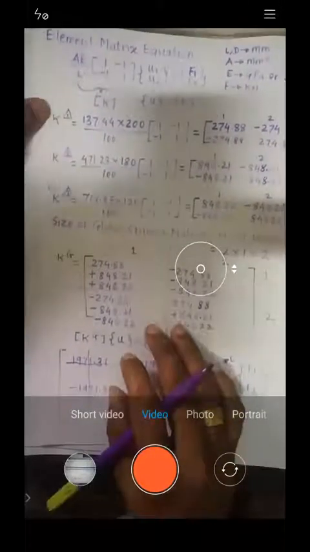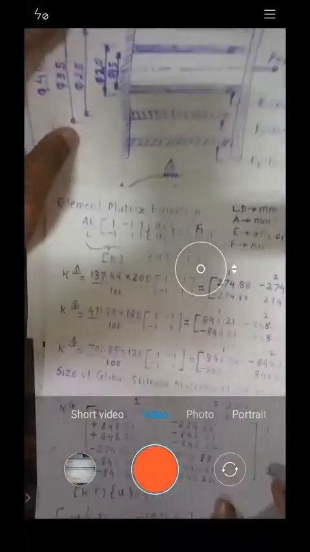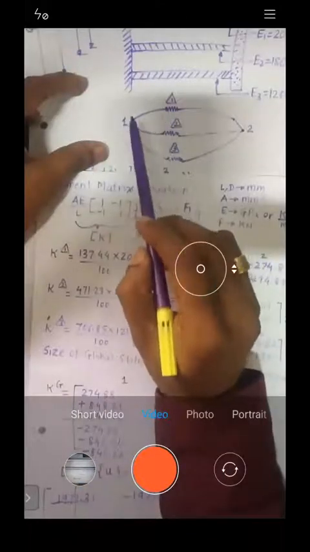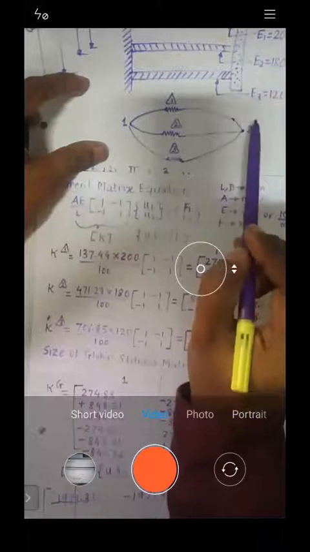See, I'm telling you how to verify that you have correctly formed the global stiffness matrix. For that, see this diagram. At node number 1, how many elements are connected? 3 elements. Similarly, at node number 2, how many elements are connected? 3 elements. So you are getting three terms at every node. That means you have correctly formed the global matrices.